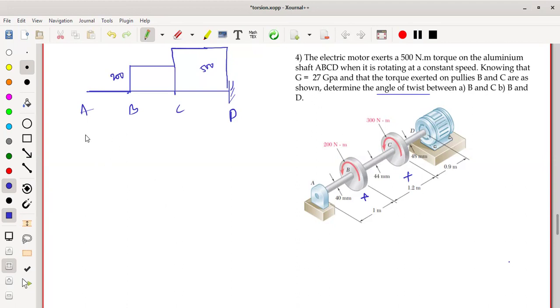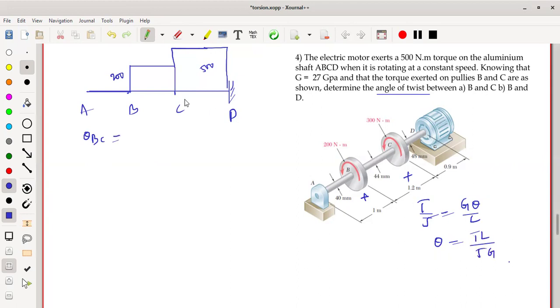So first of all, I like to calculate theta on BC. How do you have to calculate? Again, you have to use the same equation, T by J is equal to G theta over L only. So that's why you have to take this equation. Therefore, theta is equal to TL divided by J into G. So the same equation I like to use.